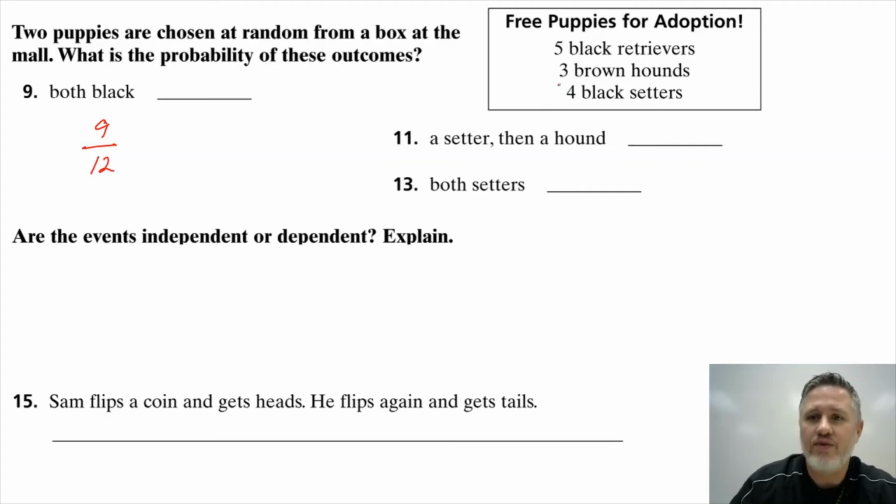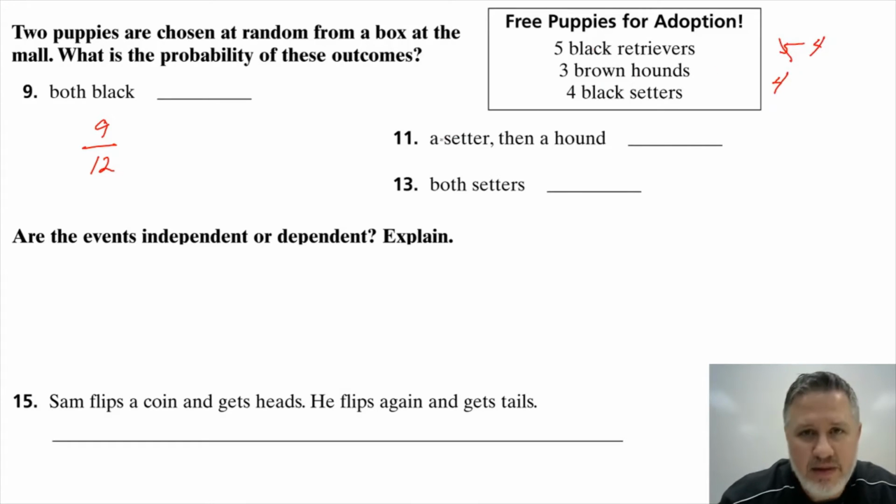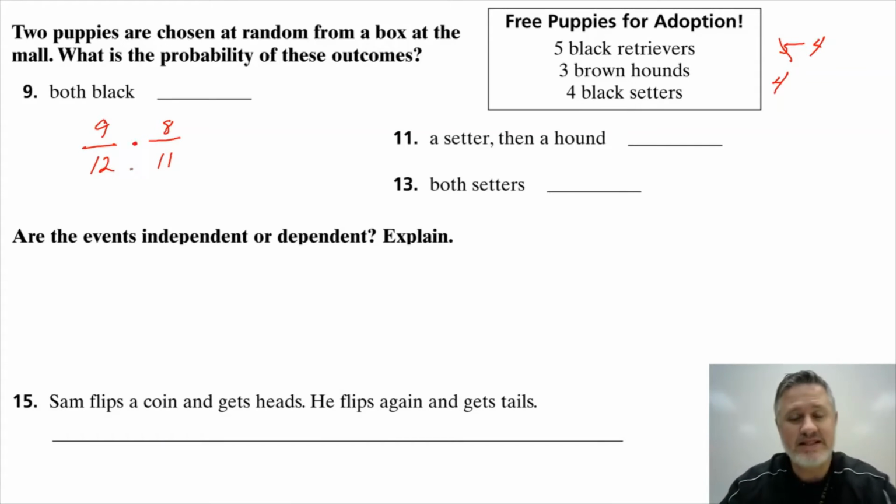Now, if we take one of those away, how many dogs will there be? Well, if there's 5 and 4, let's just take one away up here. Now how many black dogs are there if somebody takes one? There's 8 now, right? And there's 1 less total dog as well. So the denominator is 11, all right? So this is a dependent event because my second pick is going to be affected by my first one.